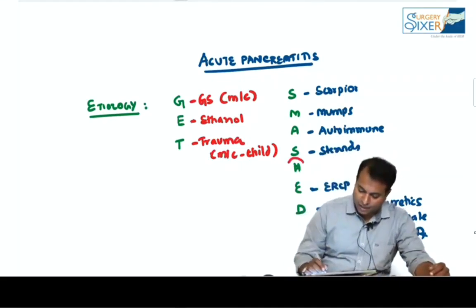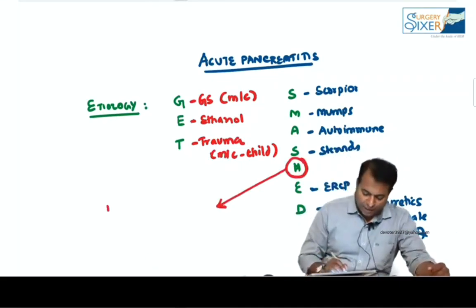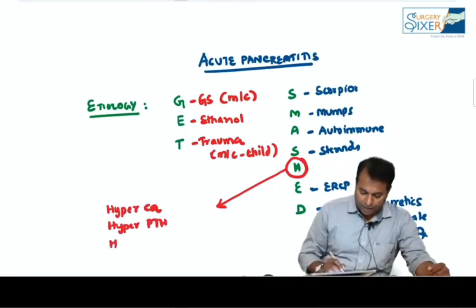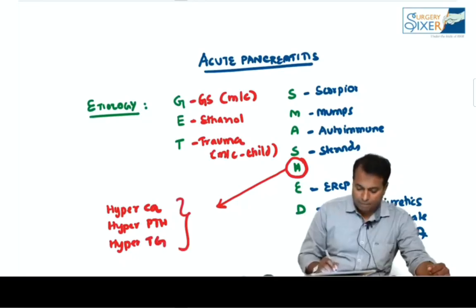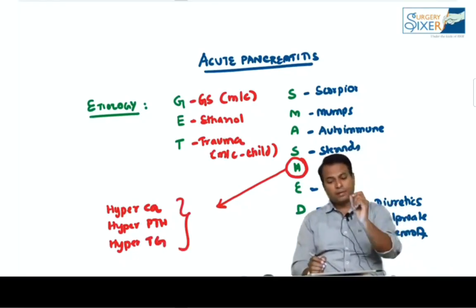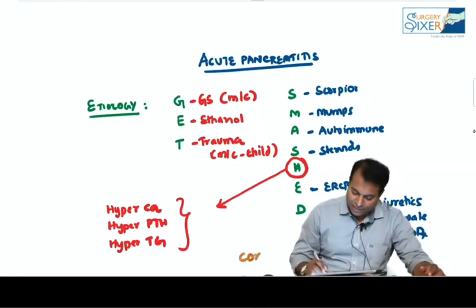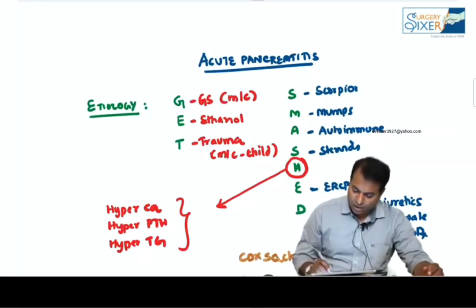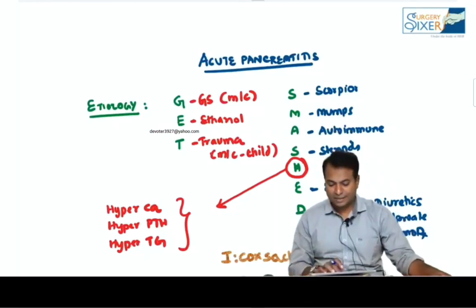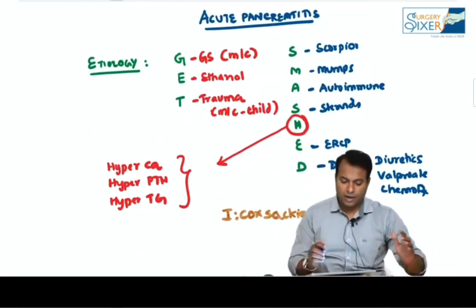Why have I not discussed H? Because H is a high yield topic for exams. What all come in H? Hypercalcemia, hyperparathyroidism, hypertriglyceridemia. Calcium, parathyroid, triglycerides, all these come under H. And apart from this, there are some infections like Coxsackie infection that can cause acute pancreatitis. So these are the various causes of acute pancreatitis.